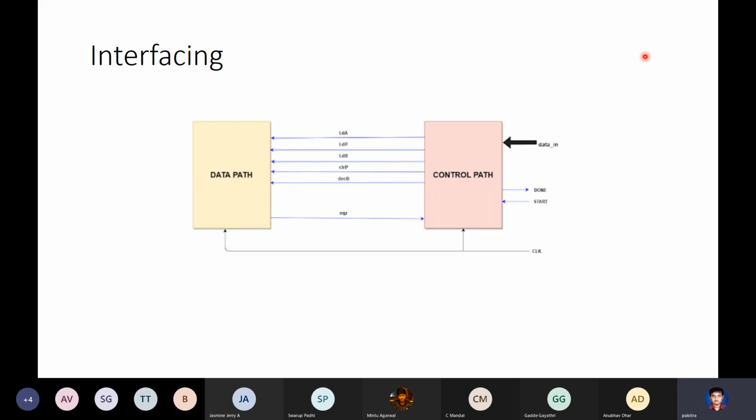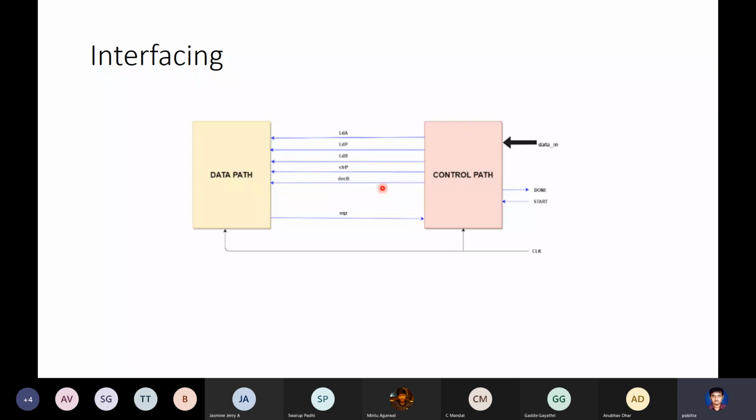You can easily draw the timing diagram. I'm not drawing the timing diagram. At different sequence, these outputs, load A, load B, load P, clear P, all this will be generated. And the status signal, B equal to 0, comes from the data path, and that's an input to the control path. Control path has one more input, which is the data in. In fact, the data in is the input to the data path also. And then you have a clock, the same clock for both. Then you have an output start state when it is to start and output done state. So this will be the connection between them.